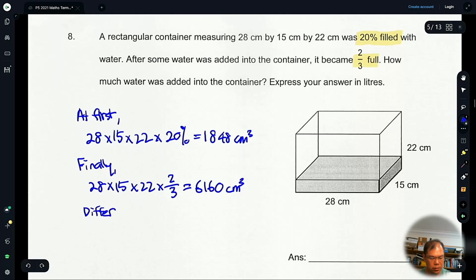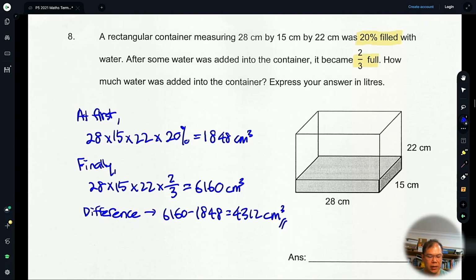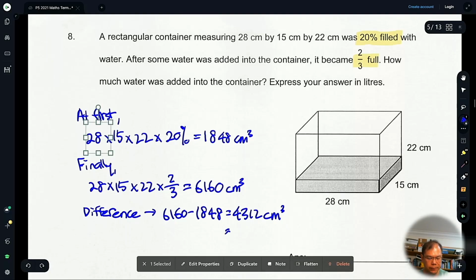Difference, okay, will be 6160 minus 1848, 4312 cubic centimeters of water is added. Now they ask you to express your answers in liters. So I still need to change this into liters.